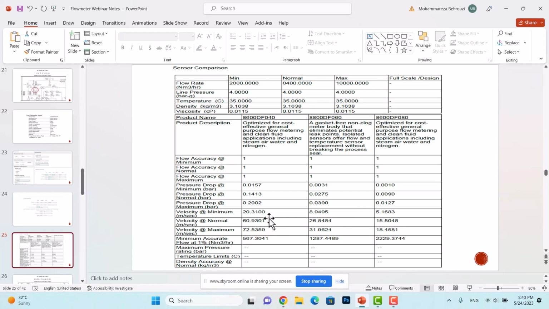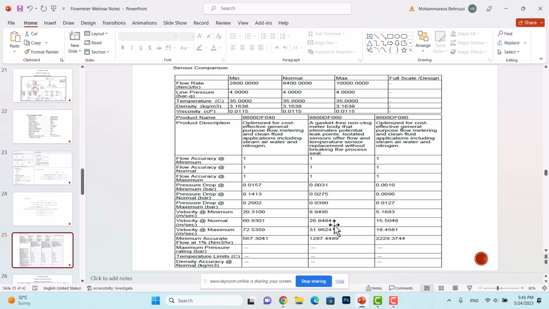But the thing that is really important and can impact our calculation is the velocity. Look at the normal velocity in flow meters. If we select a flow meter with 4 inches, if you look at this, it is 60 meter per second. That's too much, and it is not acceptable.